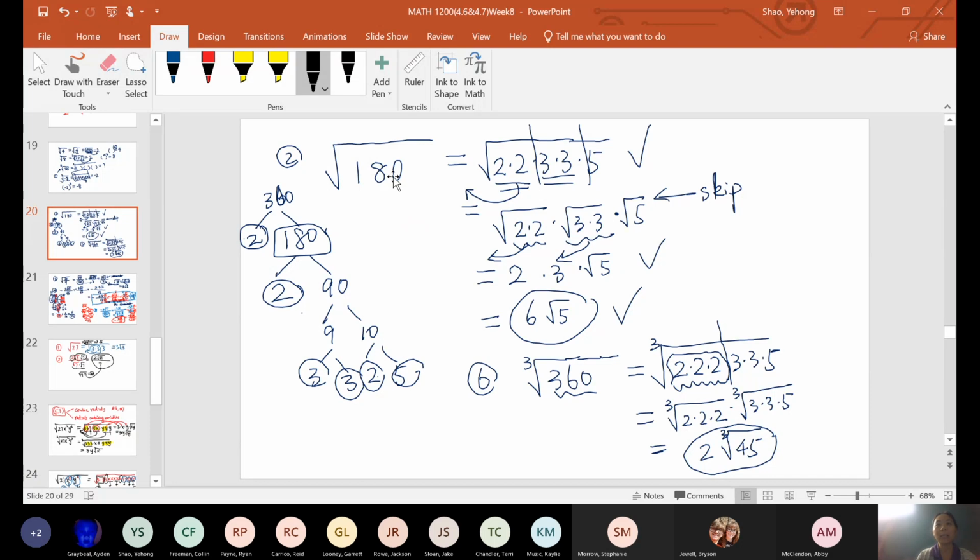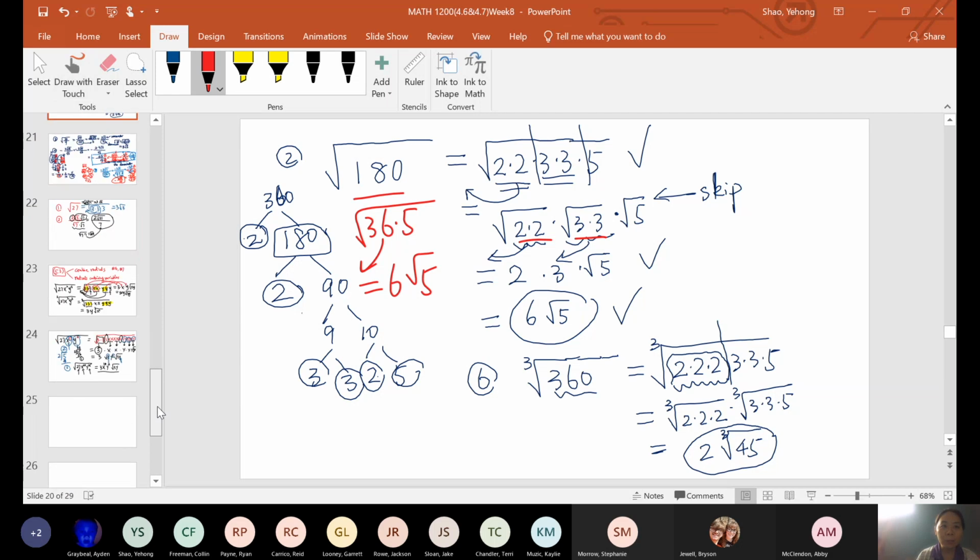Unless you can see, say, that 180 contains 36. If you can see that 180 is 36 times 5, that's great, but most students probably cannot see that. 180 is 36 times 5, and the square root of 36 is 6, and the square root of 5 will still be the square root of 5. So with numbers, especially big numbers, there's no quick way. You have to break it down to look for 2 copies.